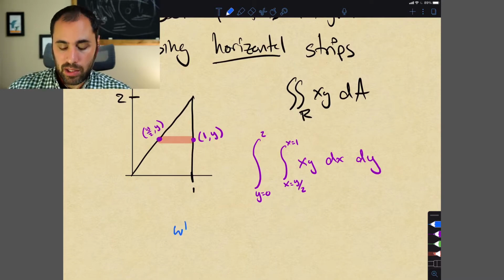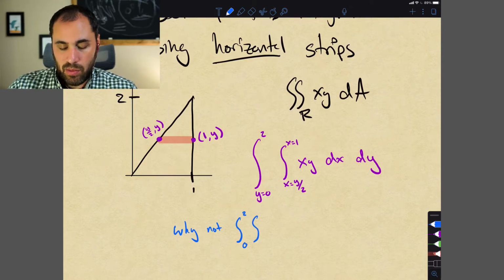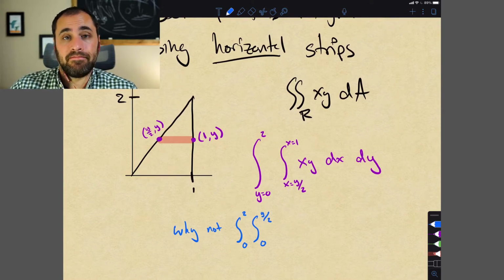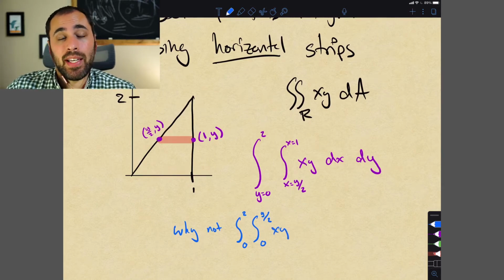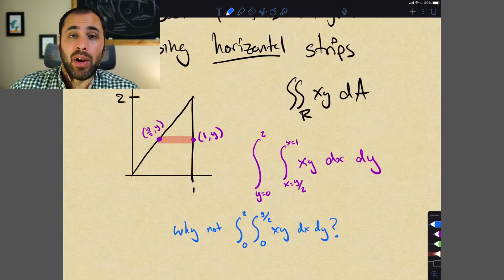And I'll leave you with this last question. Why was the answer not this other integral that I wrote down here, with x bounds going from 0 to 2 and y bounds going from 0 to y over 2? So think about why that's the case. When I see you in class, we'll practice lots of these. It does take some practice, but we'll be experts at it in no time.